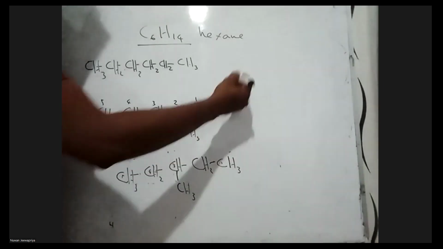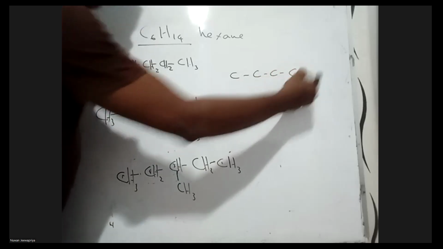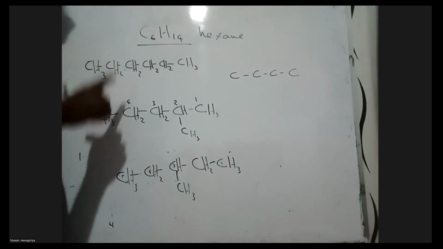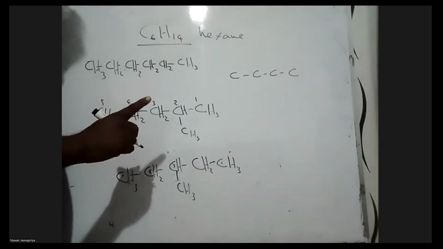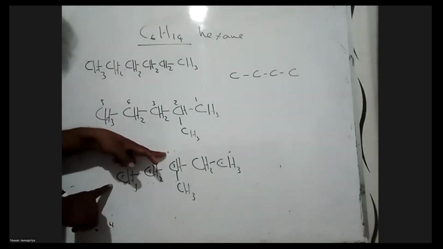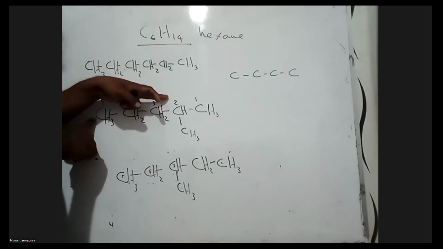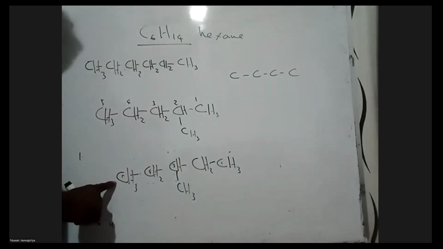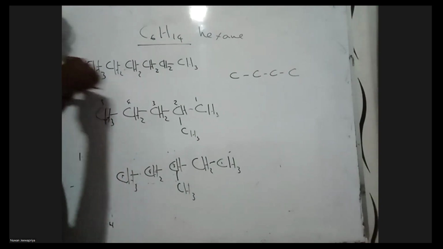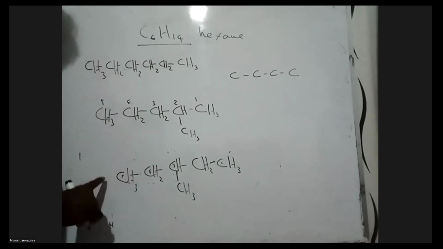That is 1, 2, 3, 4 carbon atoms. Here, 6 carbon atoms, a chain of 5 and 1 branch. Here a chain of 5 and 1 branch in a new position, the third carbon. Here a chain of 5 and 1 branch on the second carbon. Right. So here a chain of 5 and 1 branch on the third carbon.